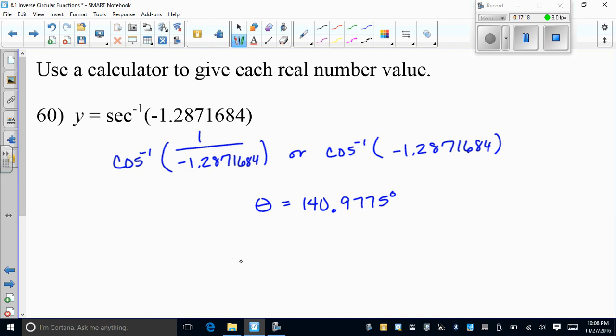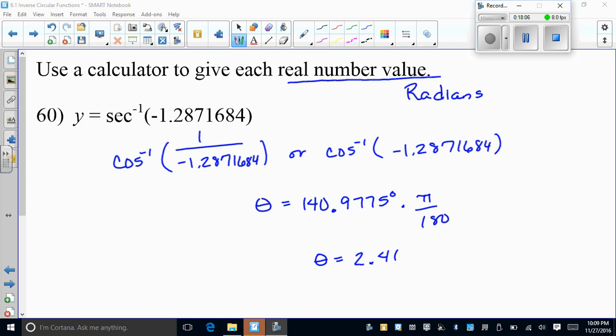I just saw this, and I need to point this out. When they say real number value, they mean radians. So this is one of those where, if you forget to change it from degrees to radians, we just convert this. Change this to radians by multiplying by pi over 180. So y equals 2.4605. No degree symbol or anything like that. Just leave it like this.